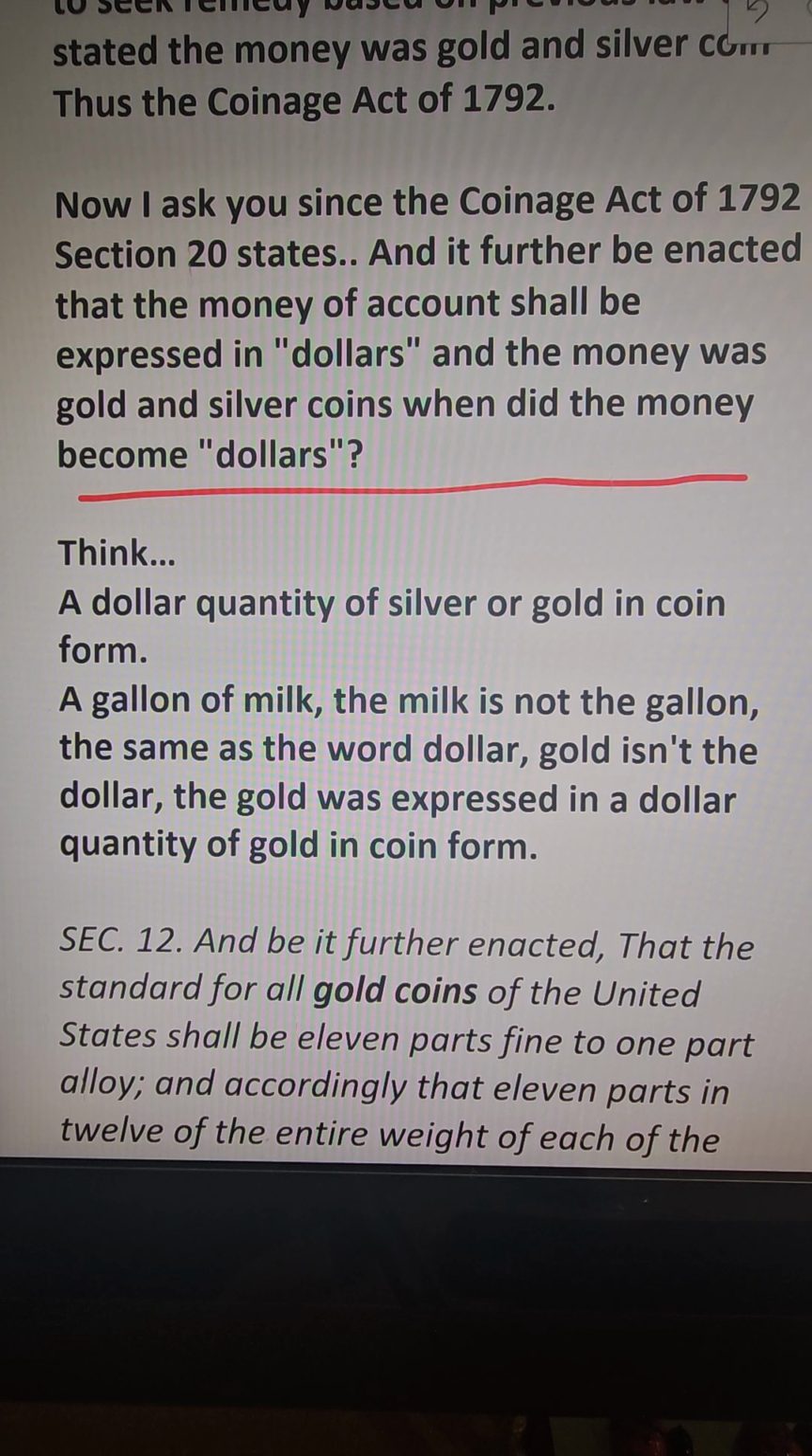And the last law written in the last section in the Coinage Act of 1792 states, and it further be enacted that the money of account shall be expressed in dollars. I want you to think and take a breath and walk around your room for a minute. What does that say? And it further be enacted that the money of account shall be expressed in dollars. It does not say the money is dollars. The money was gold and silver coins based on the Constitution 5 years previous.